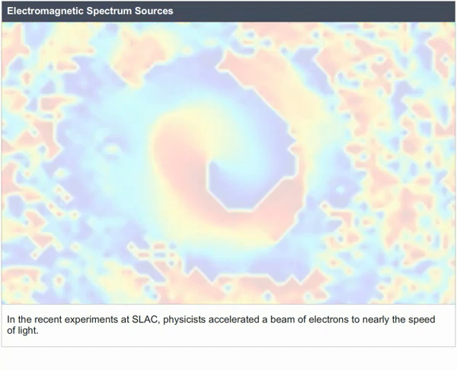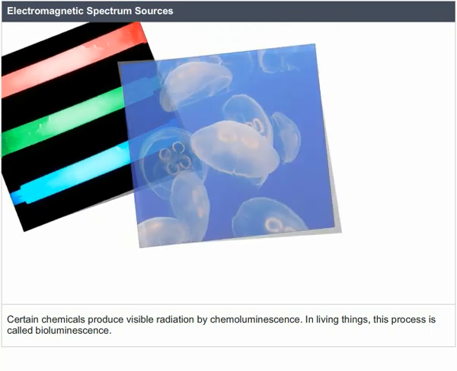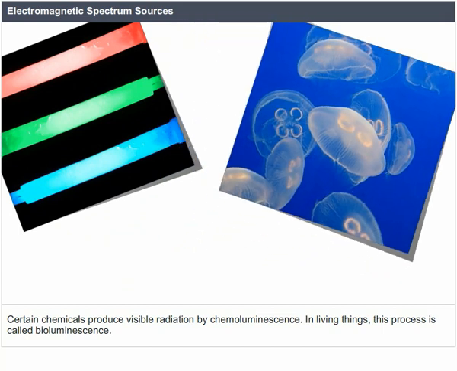In the recent experiments at SLAC, physicists accelerated a beam of electrons to nearly the speed of light. Certain chemicals produce visible radiation by chemoluminescence. In living things, this process is called bioluminescence.